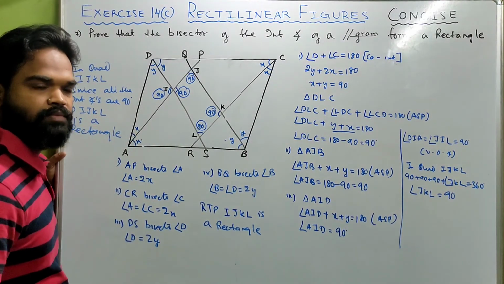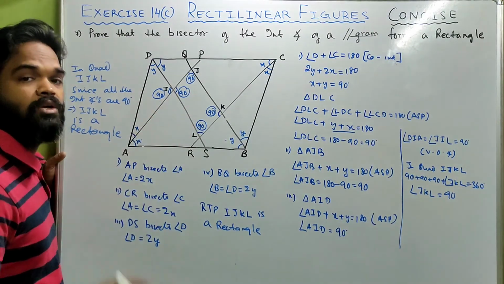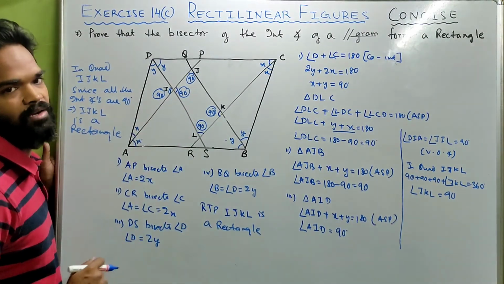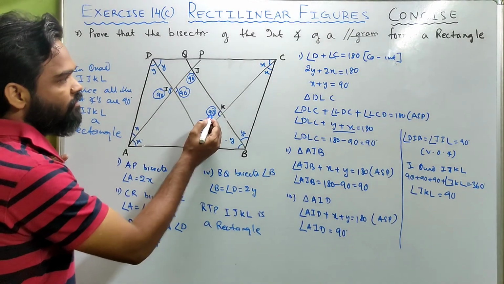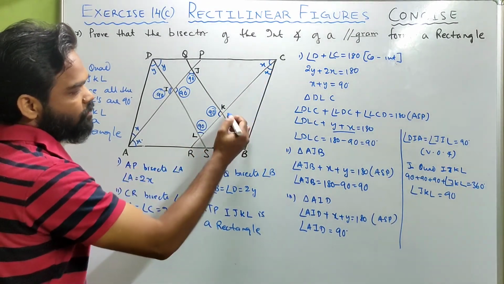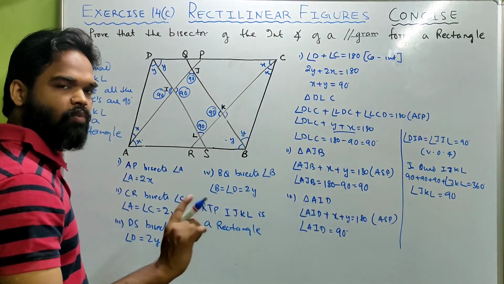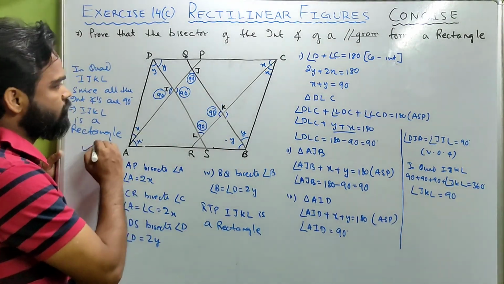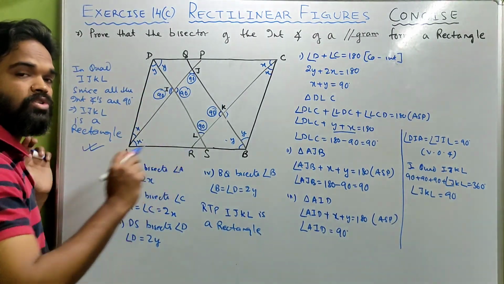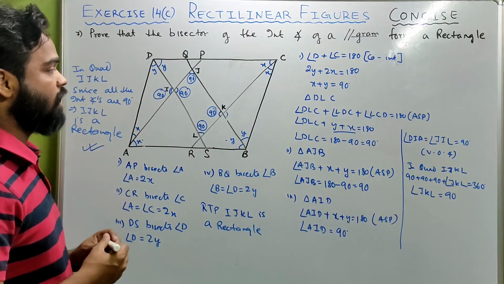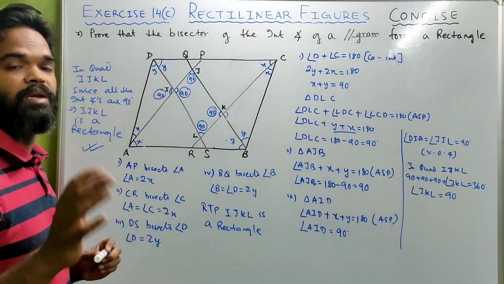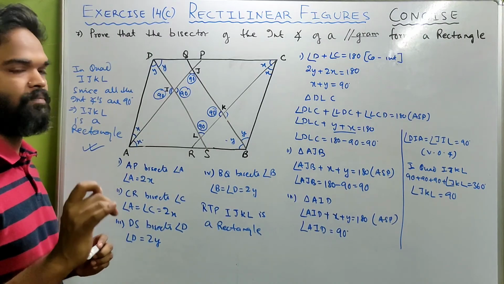Is it clear? Somebody can say it can be a square. A square is a type of rectangle only. This angle we can find like this also: x plus y plus this is 180, so this and this angle will be equal, vertically opposite angles. Okay, so that was the sum. The diagram was very important in this sum. If you can't draw the diagram properly, you won't be able to get this sum clearly.